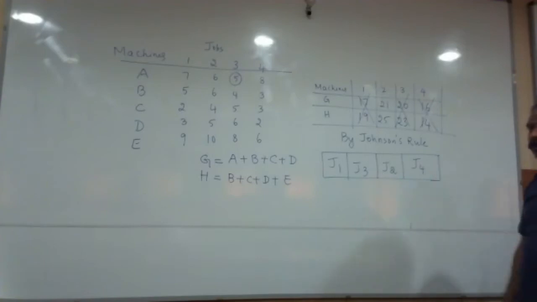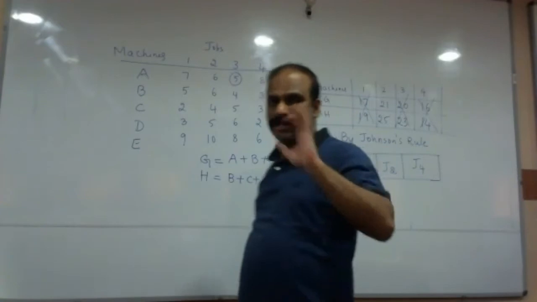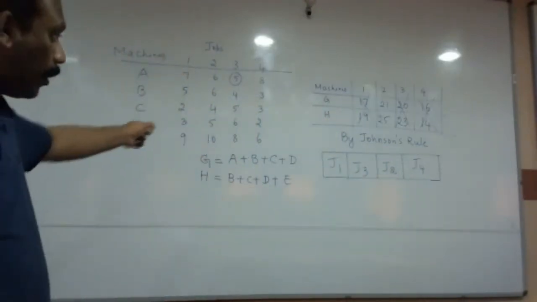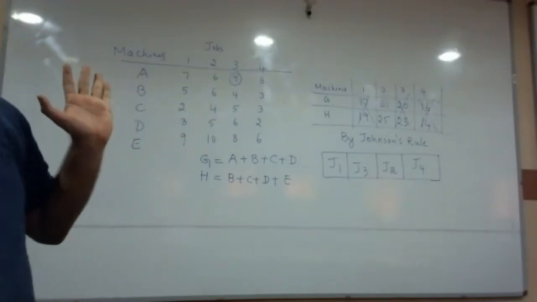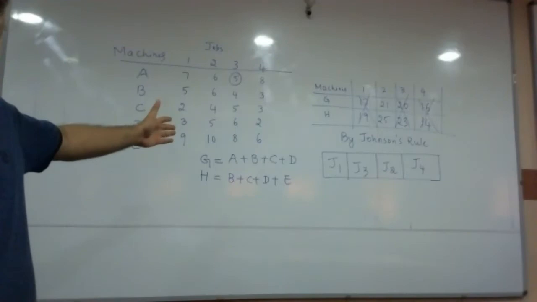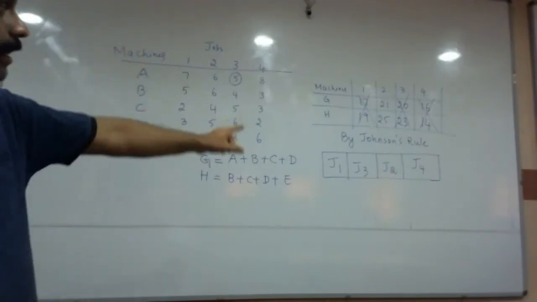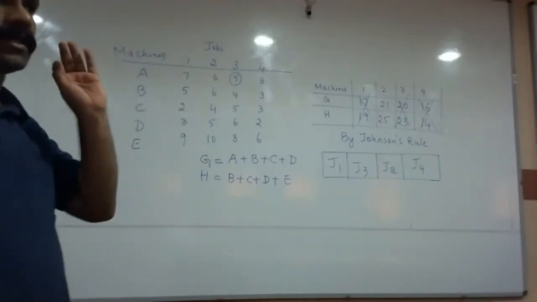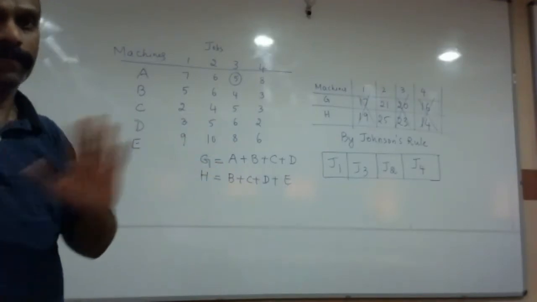Now please understand, the moment the order is decided, the moment the sequence is obtained, all these values become absolutely insignificant. Whatever values that we have got for G and H, the fictitious machines, lose their relevance immediately after the order is decided. So once the sequencing order is decided, these values have absolutely no significance.